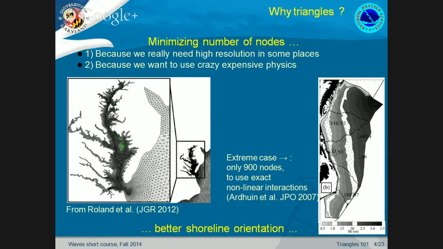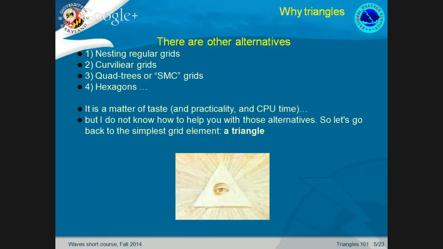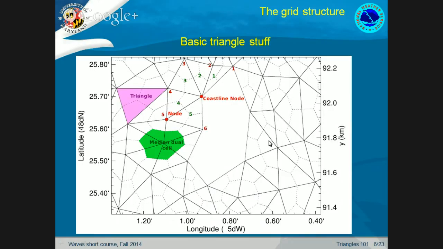Another nice thing with triangles is you get a better orientation of the shoreline, and that's nice if you want to do coastal reflection, for example. And of course, you have other alternatives: curvilinear grids, quad trees, or the SMC grid within WaveWatch. Some other people use hexagons, and it's all a matter of taste and how easy you find it. And I don't know how to help you with the other ones, so I'll basically go to the simplest thing, which is a triangle.